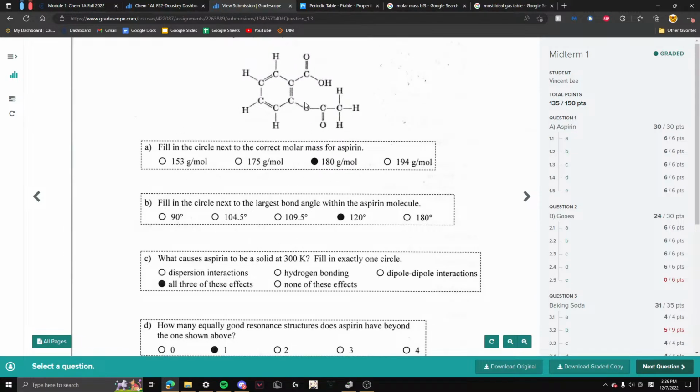Equally good resonance structures does aspirin have beyond the one above? It has 1 because I think you can move this stuff around. You move this oxygen around and the carbon.